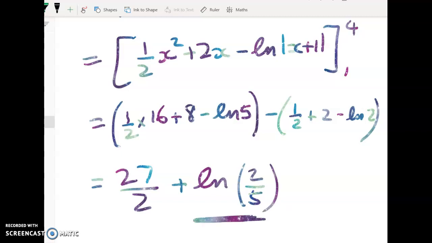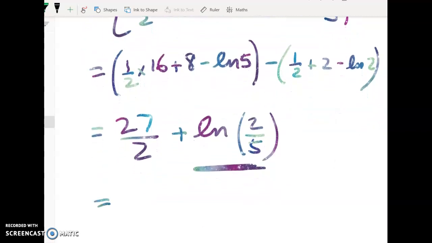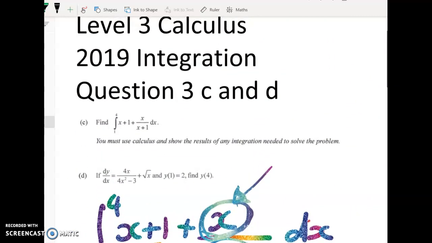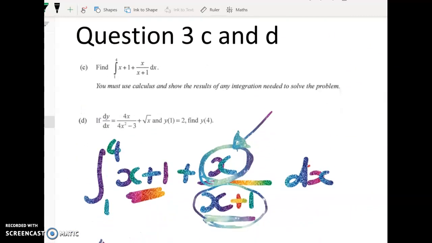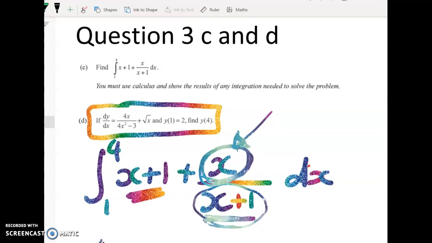There was nothing in there saying exact values, but that's what I would do, and then I would go and chuck that into my calculator. Of course, you could chuck it in your calculator here if you wanted. All right, on to 3D. So we're given a derivative, and we're basically given coded information about the constant of integration.